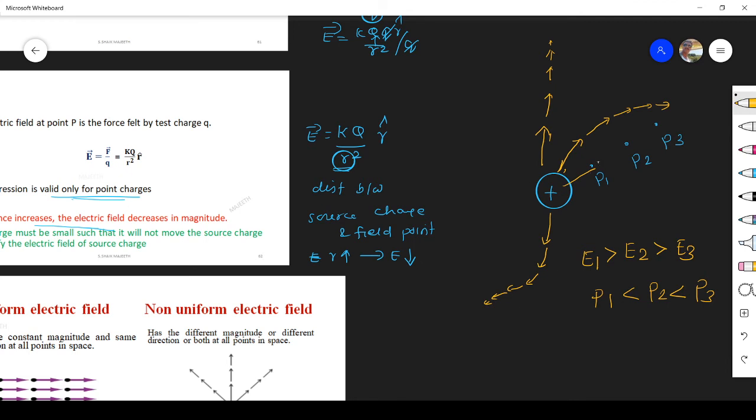Okay. Moreover, at every point the distance will vary. This point is at a different distance from that point. So the electric field will vary with respect to location. So at every point we will have a different electric field. That is a very important point.